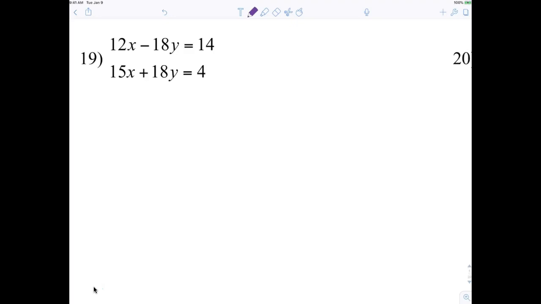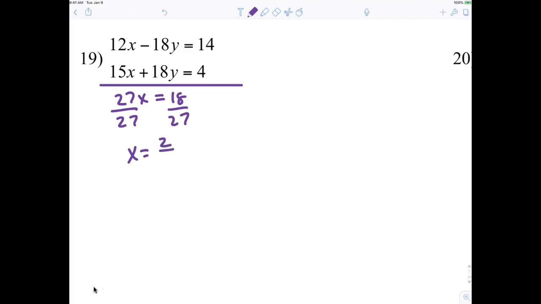Add them, because the 18s will cancel. All right, so let's do that. Draw a line underneath it. Beautiful. So we end up with 27x equals 18. Divide by 27. And now reduce that down to 2/3. Yes, 2 over 3. Very nice. All right, so I have 2/3.